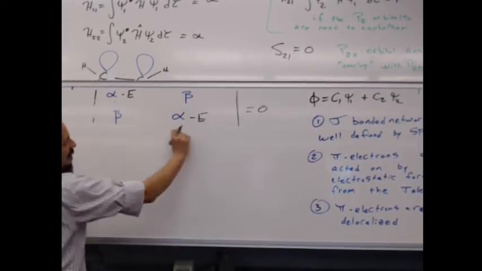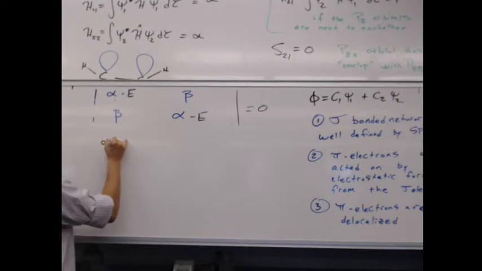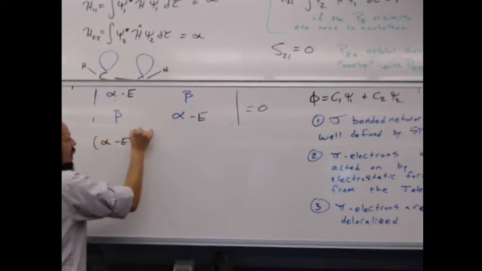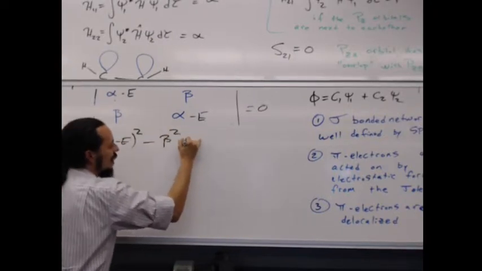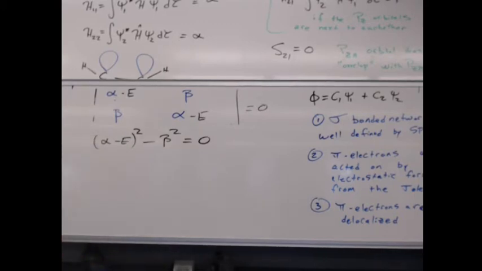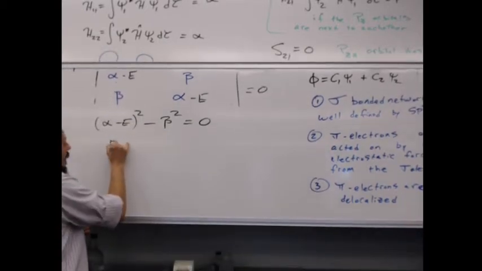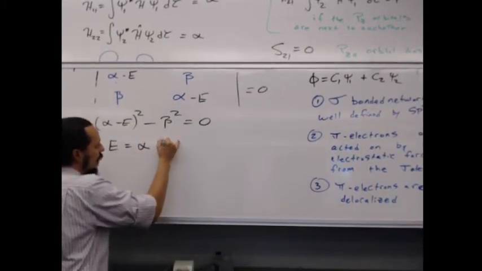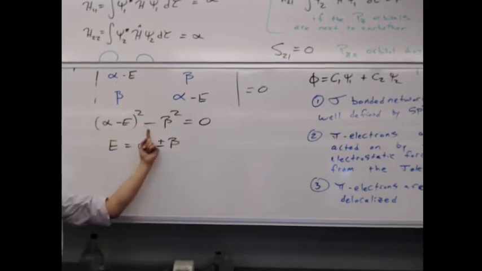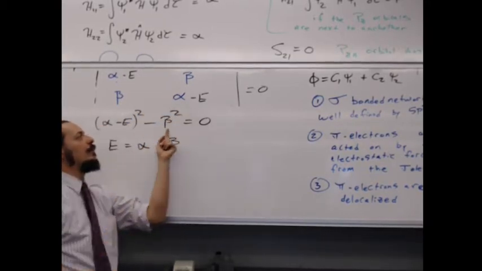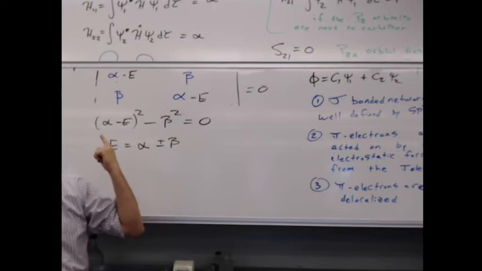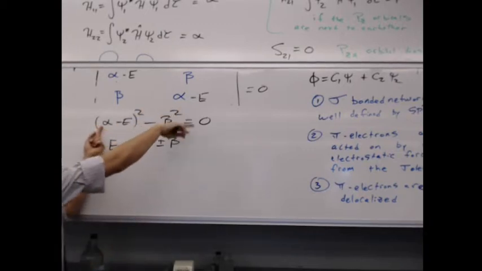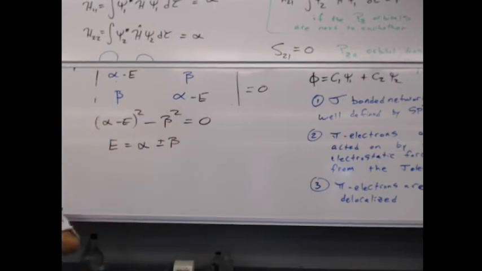Sorry, not to diagonalize, to get the energy, I'm going to have alpha minus E squared minus beta squared equals 0. And then I'm going to solve for this E. I'm going to have a plus or minus beta. I'm going to end up with E equals alpha plus or minus beta. You can imagine adding the beta over, taking the square root of beta squared is plus or minus beta, and then I'm going to bring the E over. You end up with this.